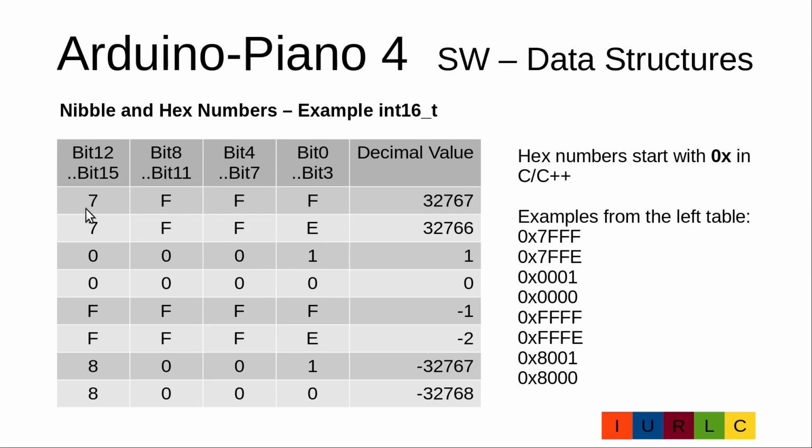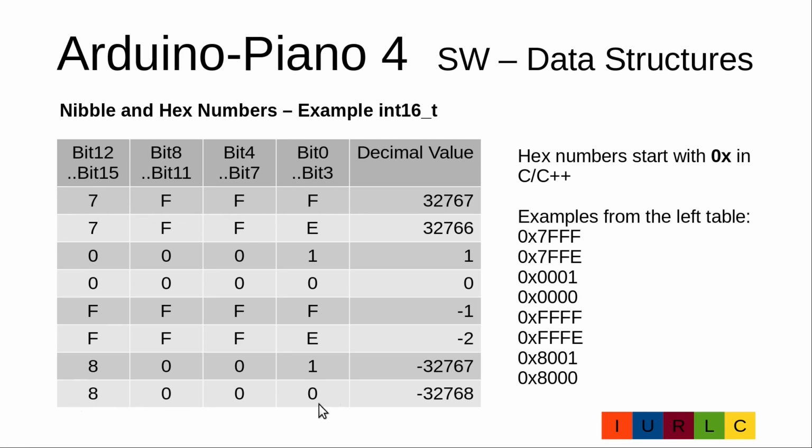The most positive number is the sign bit is 0 and all other bits are set to 1. The binary number of hex 7 is 0111, so the sign bit is 0 and the remaining bits are 1s, and F is 4 times 1, so we have here all 1s.